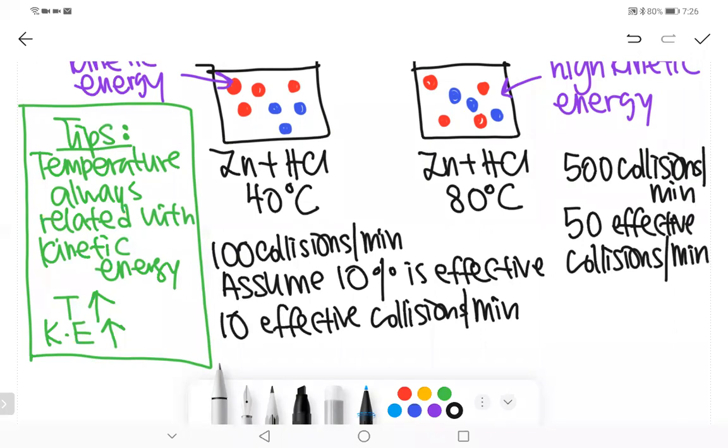You can see, just now we had a total of 100 collisions per minute. Now, when the temperature increases, all the particles get more and more energy. When they have more energy, they can collide more and more often. When they collide more often, therefore, we will get many effective collisions. So that is what we need to know.